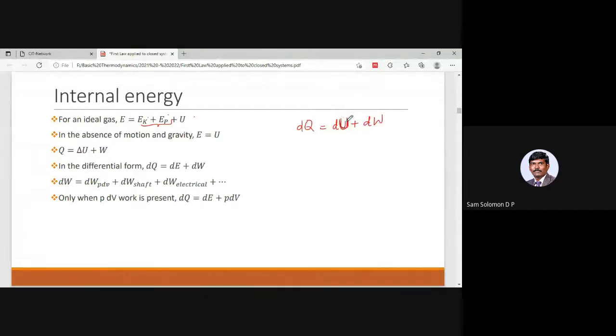If everything is in caps, then this one is in kilojoule, the normal representation. This one is also in kilojoule. This one is also in kilojoule. And when I write this in small letters, then they are specific properties. Which means this one is in kilojoule per kilogram.